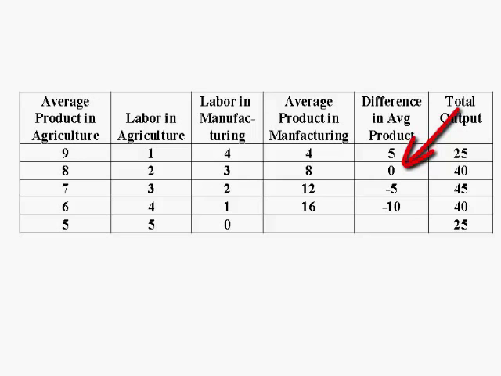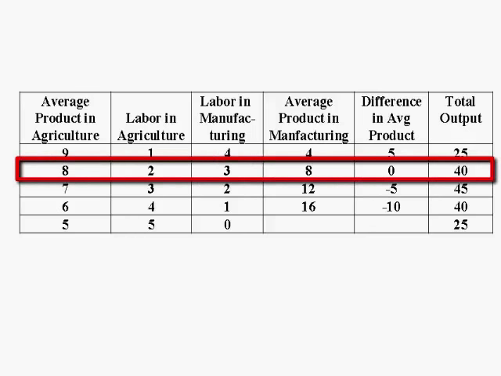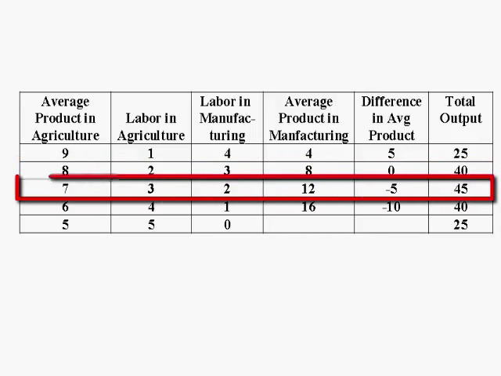In other words, if I equate the average product in each industry, so each worker is producing and getting paid the same average, 8 and 8, the difference now is 0, and the total output under those conditions would be 40. Notice that when the average product is equated across the two sectors, we do not maximize the total output. In fact, when the average product is 7 in agriculture and 12 in manufacturing, the total output is 45.